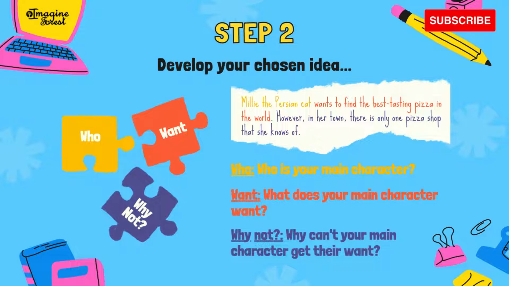For example, Millie the Persian cat wants to find the best tasting pizza in the world. However, in her town, there is only one pizza shop that she knows of.